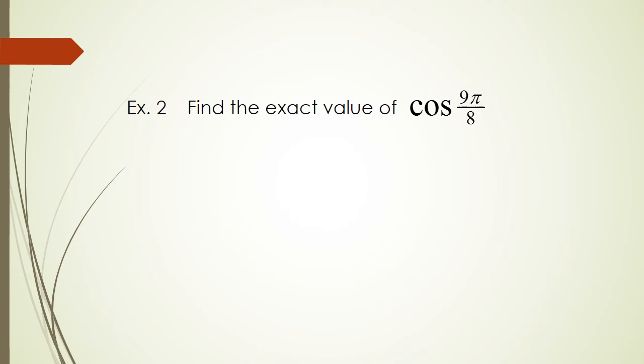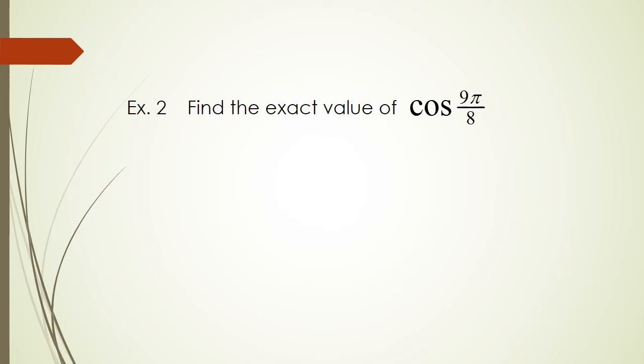Okay, we're ready for example 2. Now this one we have to find the exact value of cos 9 pi over 8. Kind of looks like a question from yesterday, but the denominator is different. The denominator is 8, and I'll tell you right now there's no way that you'll be able to split that angle up into an addition or subtraction of special angles.